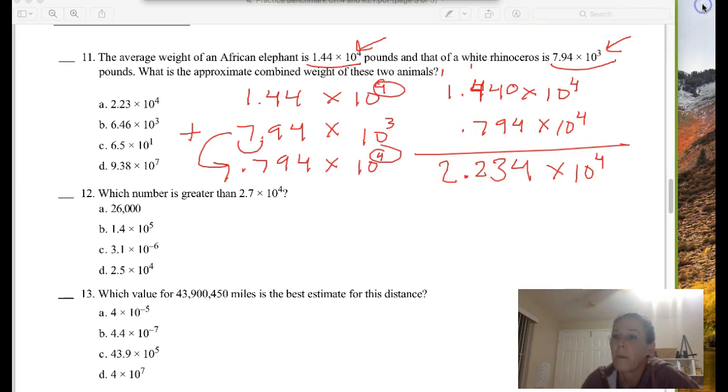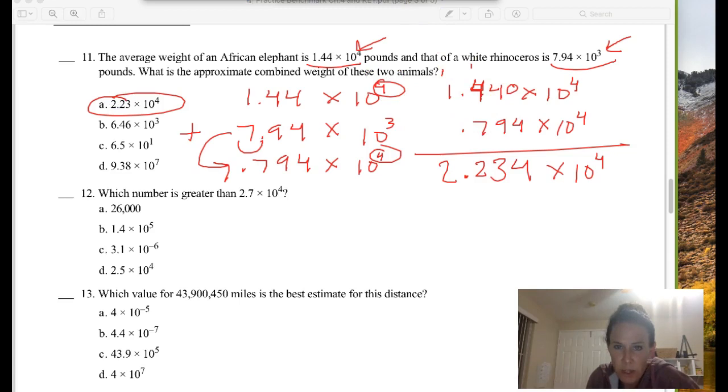And then I am already in scientific notation. I don't have to move anything over. So this should be my solution. 2.23 times 10 to the 4th, and they just rounded to 2 decimal places. So this would work. Now let me just show you real quick.